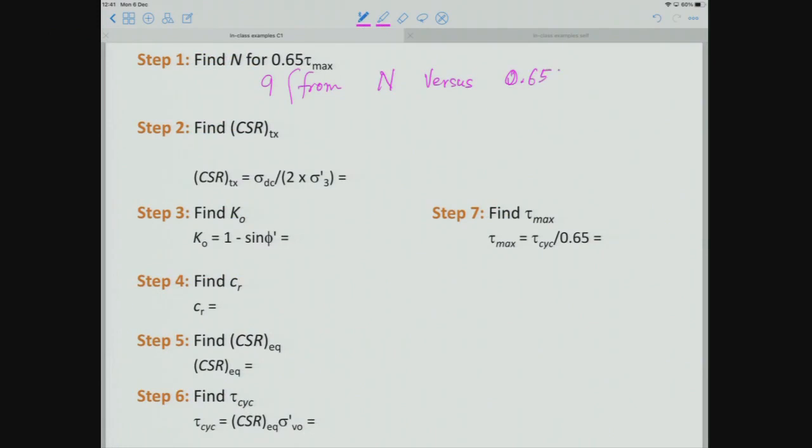The graph was with M. Sorry? The graph was with M. Yeah, I'm sorry, so it should be M. So this is the value of 0.65 tau max. This is the value of N, the value of N that is required to achieve 65% of tau max. Cycles.